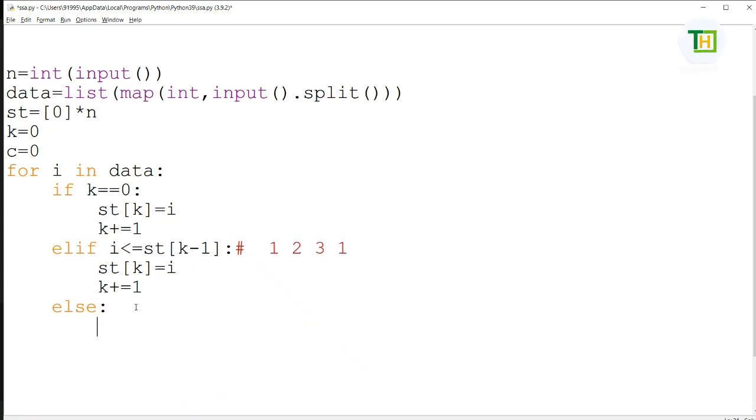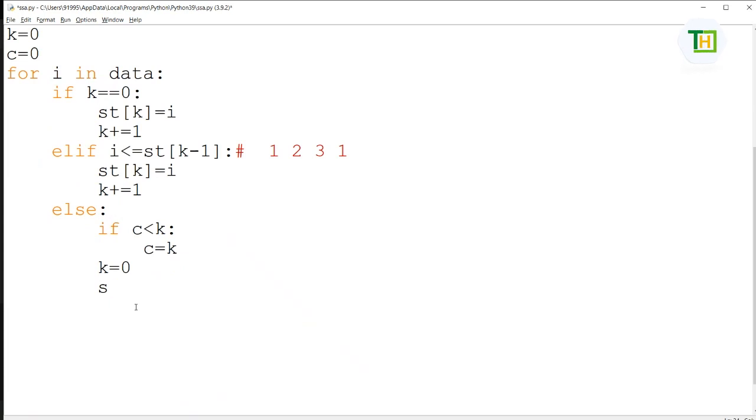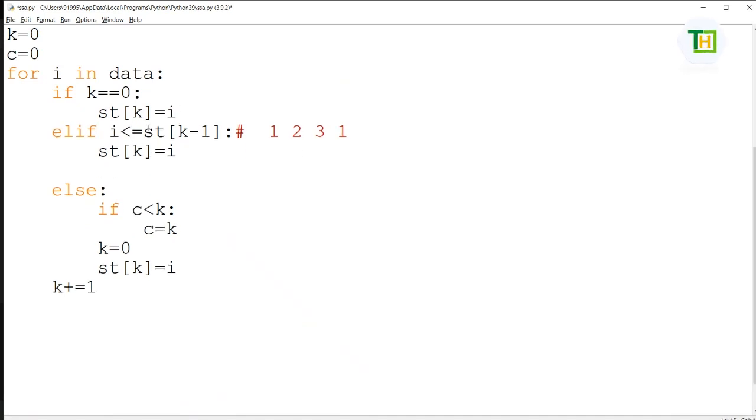That's why here I am going to write, again the same logic, if c is less than k, c is equal to k, and then I'm going to modify the value: k is equal to 0, then st of k is equal to i, and k plus equal to 1. I'm writing k plus equal to 1 every time. That's why I'm going to write it outside of that, and I'm going to delete here and here.